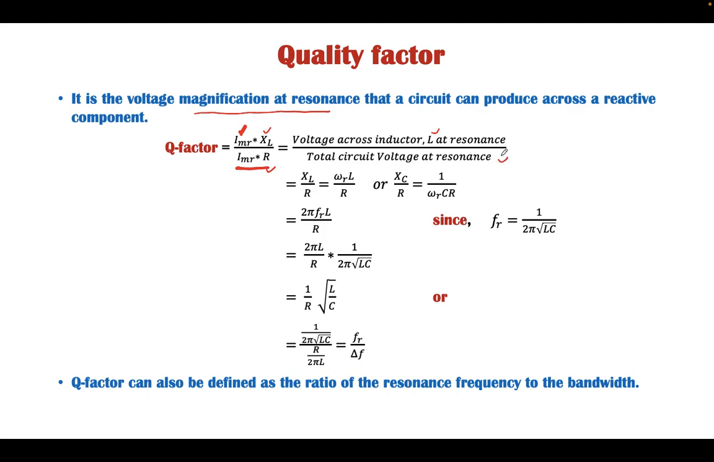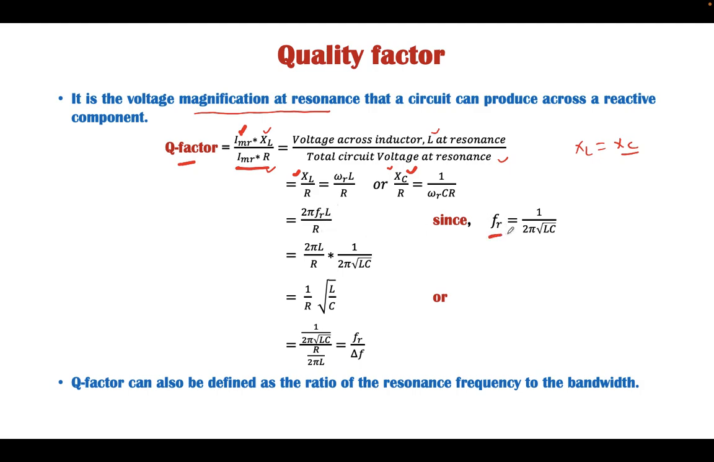And hence we can say quality factor is equal to the voltage across the inductor at resonance divided by the total circuit voltage at resonance. In this case, at resonance XL will be equal to omega R L, divided by R, giving the quality factor. Or, because we know at resonance XL is equal to XC, we can put the value of XC instead. XC is equal to 1 by omega R C, and rearranging this equation, we can get quality factor as 2 pi FR into L by R, putting the value of omega R.